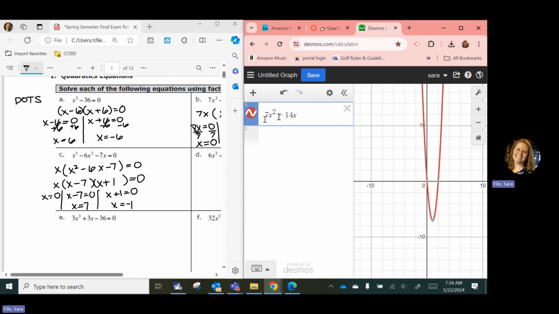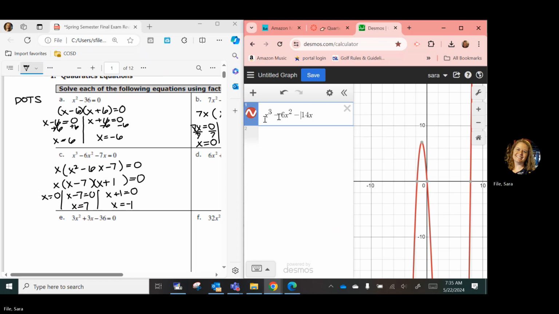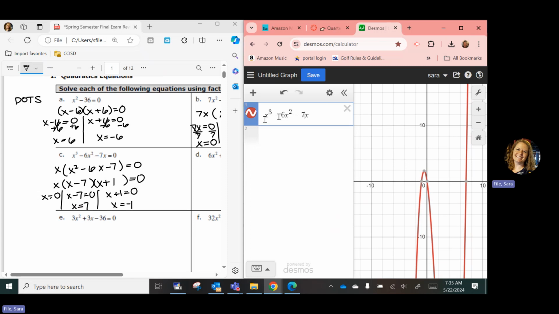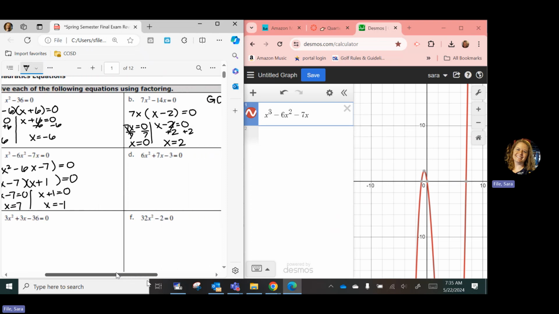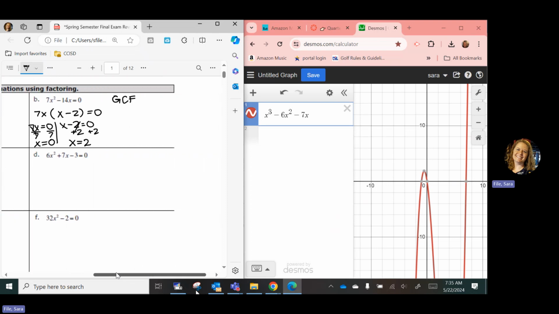And I could confirm that over here. I could say x cubed minus 6x squared minus 7x. And we can see it crosses the x-axis 3 times. It's 7, 0, and negative 1. So I've been able to confirm everything by looking at the graph here. Okay, and I don't have to just confirm using the graph. I can just look it up. So that's what I'm going to do for these remaining 3.